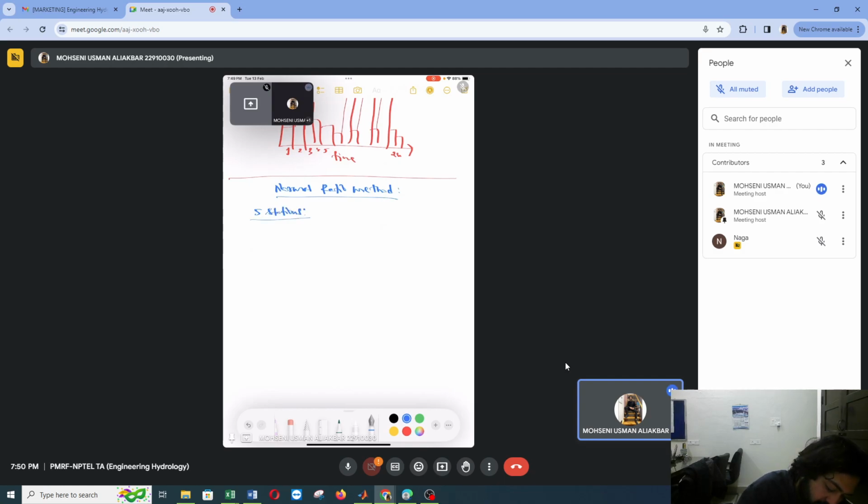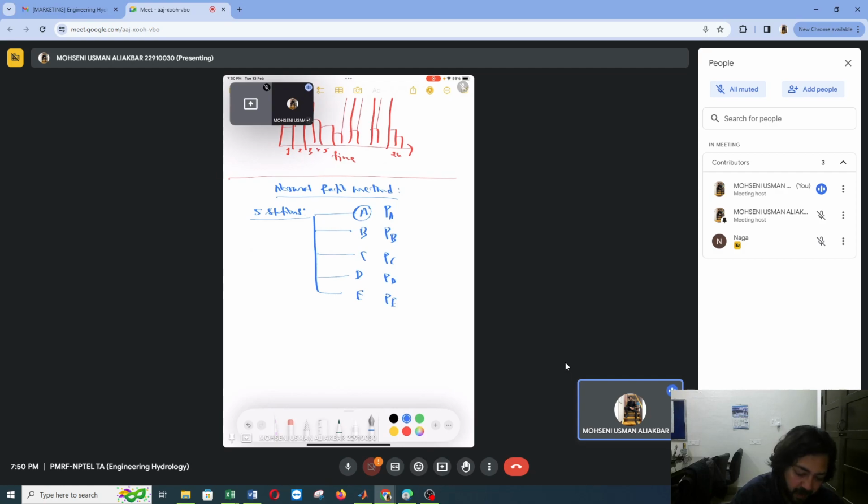And those stations are A, B, C, D and E. And there is a missing value in station A. These values are values of precipitation, so we are calling them PA, PB, PC, PD and PE. Right? And these precipitation values are for a particular rainfall event.